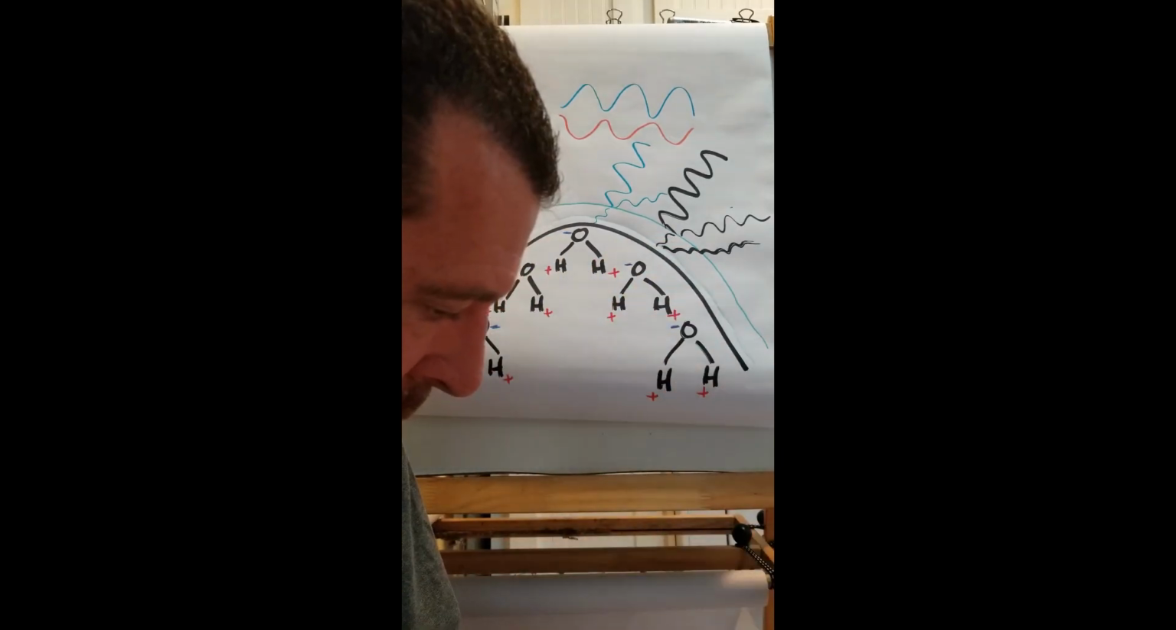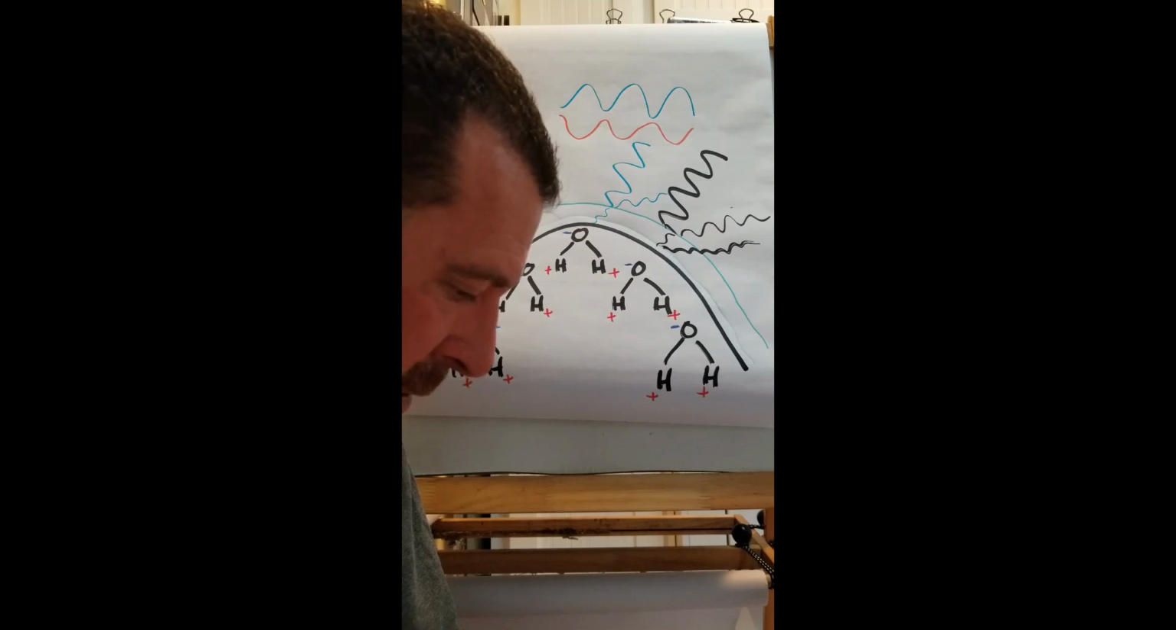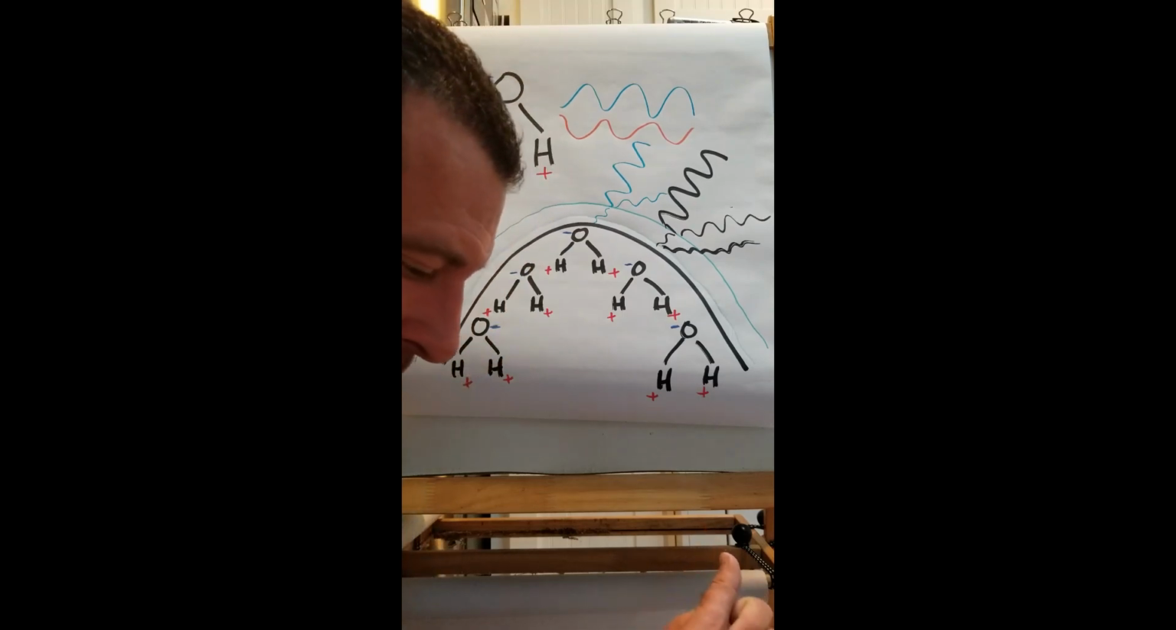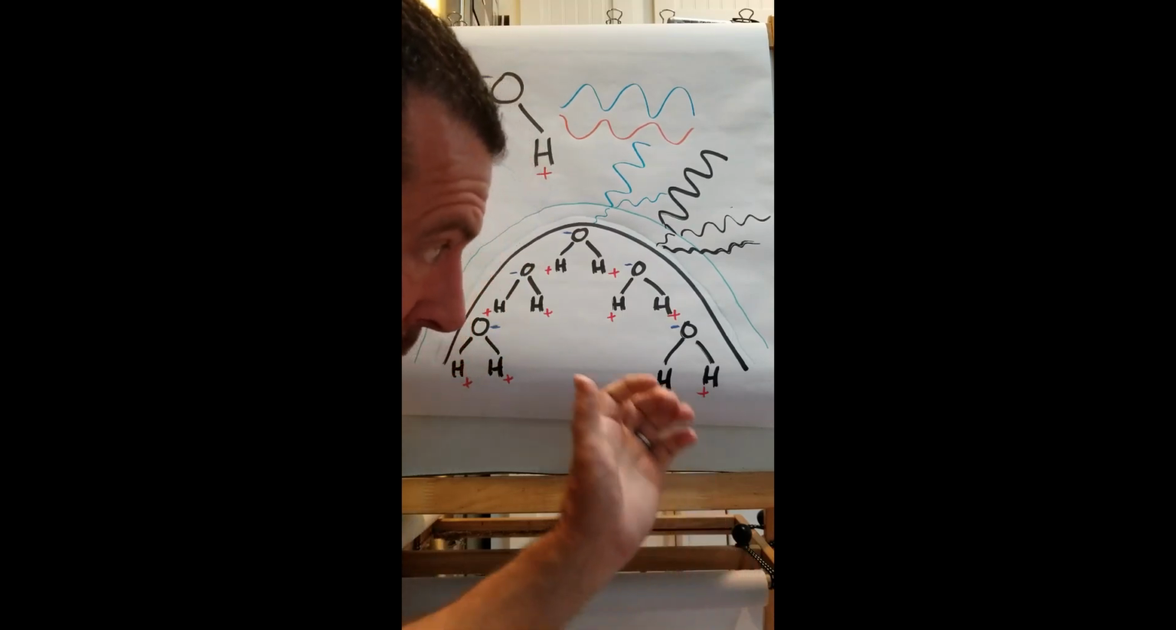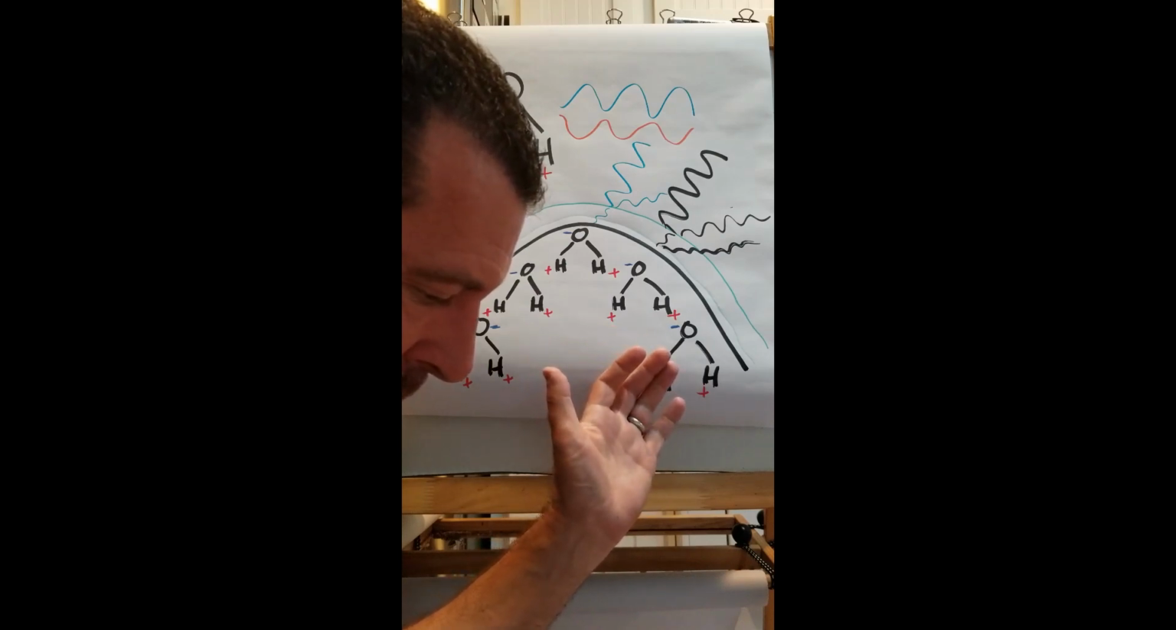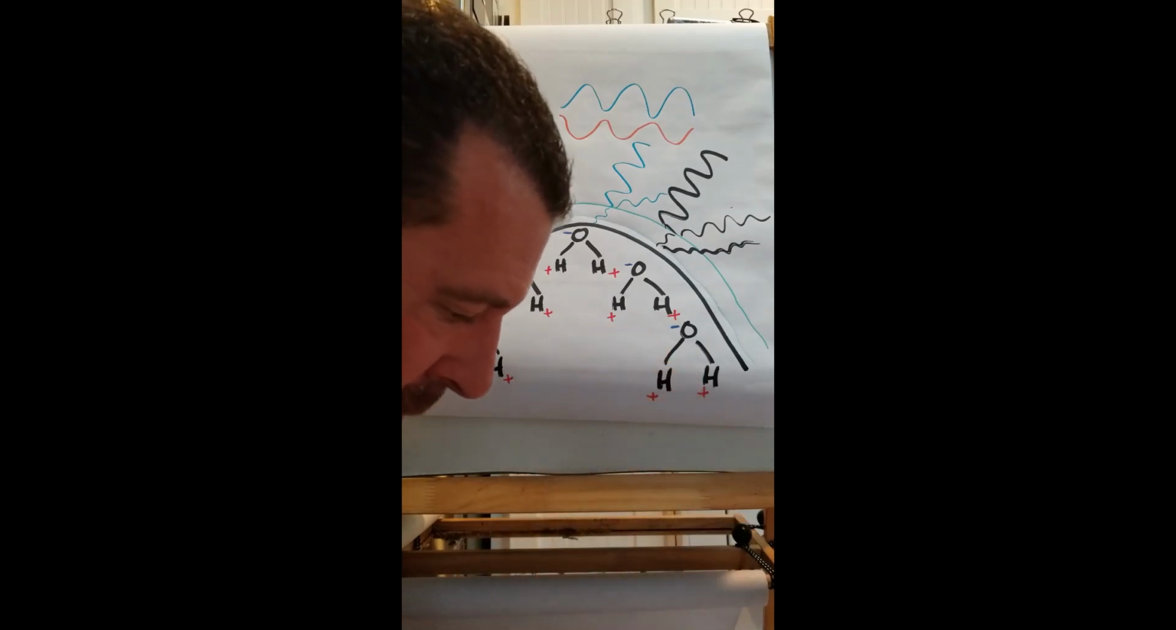Now, I want to try to address the question, how can something that is so thin and delicate exist? And as I explained, it has to do with the water bubble, and in particular, an effect called surface tension.